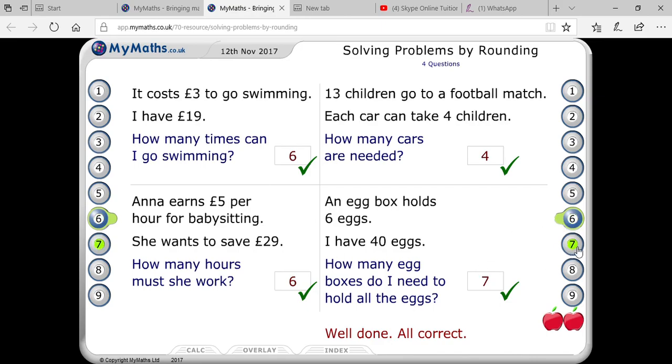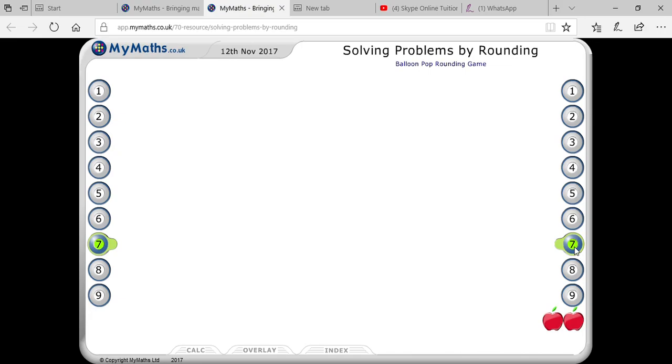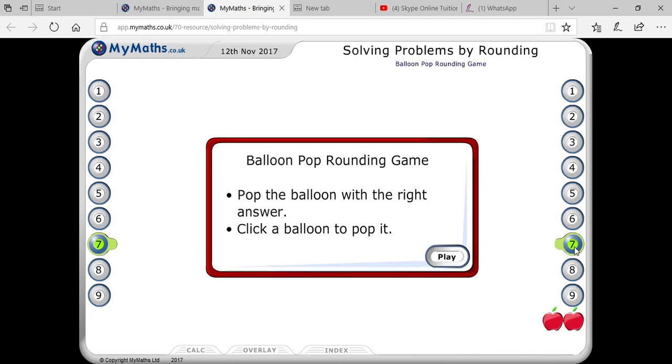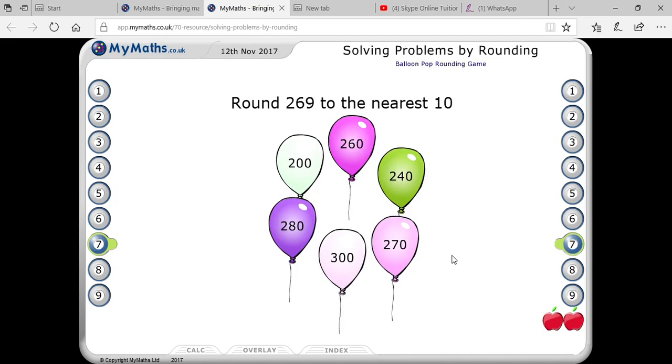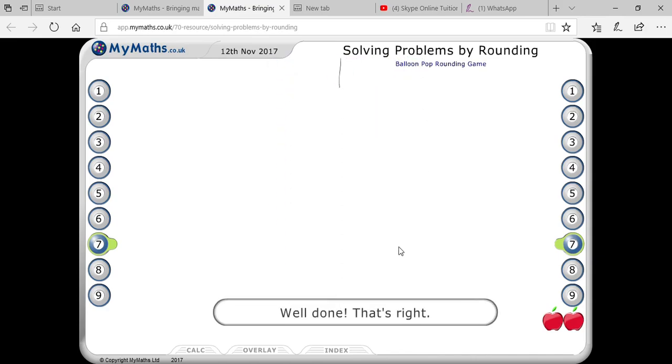Mm-hmm. Great. Now, here, balloon pop rounding game. Okay. Interesting. Okay, great. Round 269 to the nearest 10. 270, but your page is not coming. That's in fact lagging. Hold on. Pop the balloon with the right answer. Click a balloon to pop it.